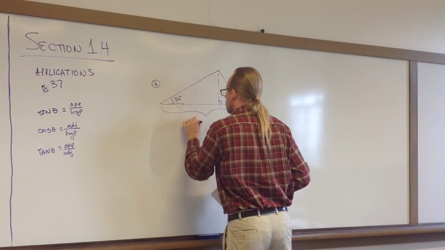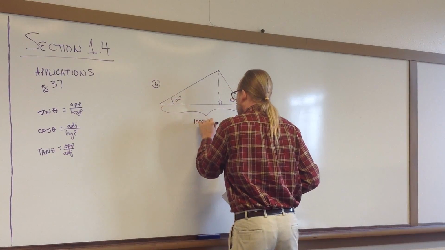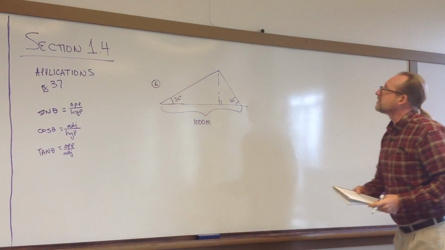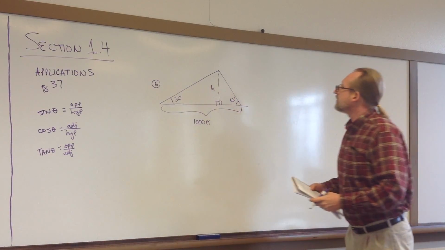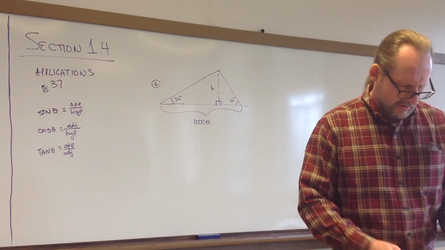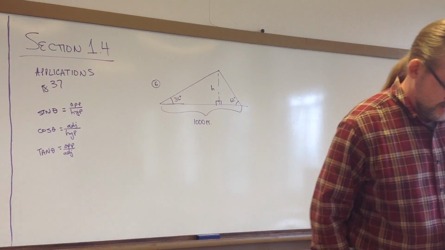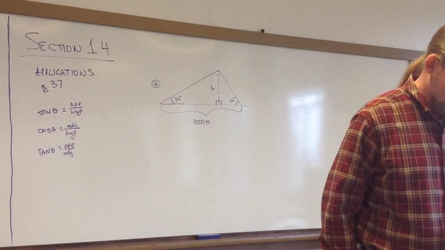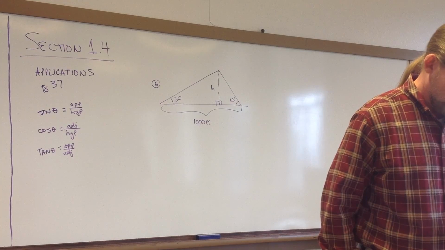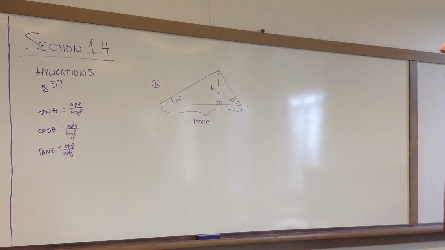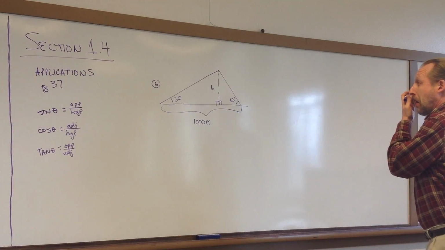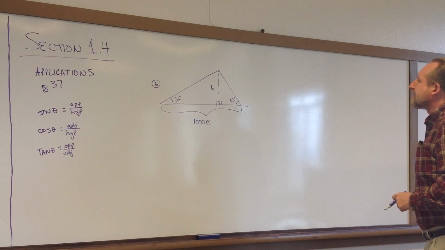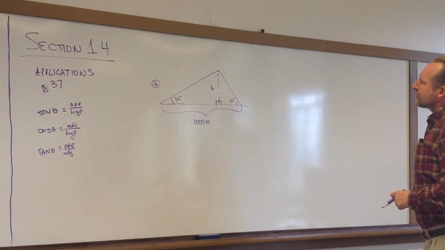This distance right here is 1,000 feet, and that is h. Let's see here. So, find the height of the cloud cover. All right. Well, let's see what we've got here. Is there an easier way to do this?